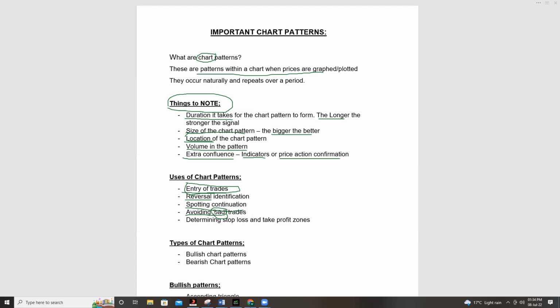Last but not least, we have determining stop loss and take profit zones. Now, you use these chart patterns to determine stop loss and take profit. For example, if I may give one of the most common chart patterns, that would be the symmetrical triangle. This is a triangle that has equal halves.